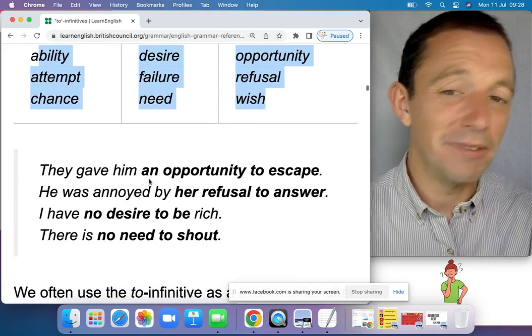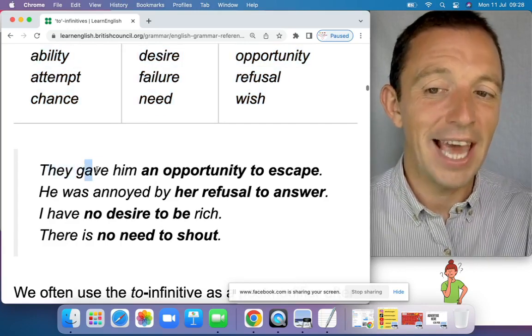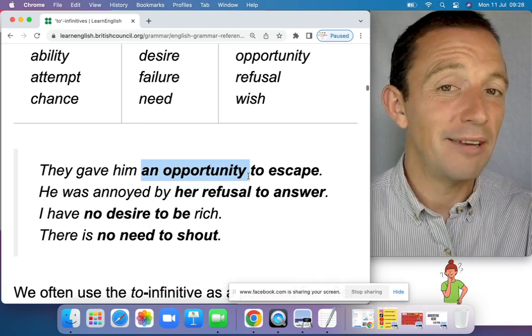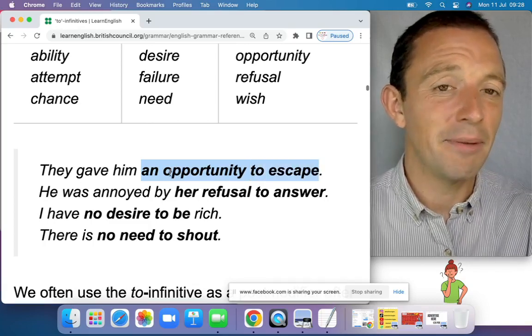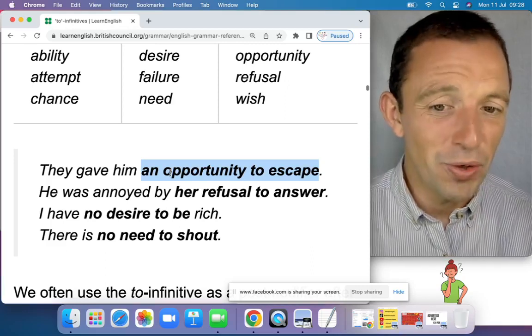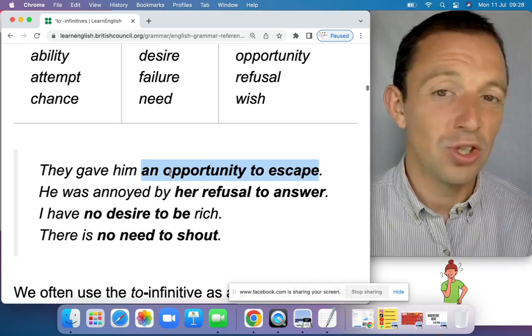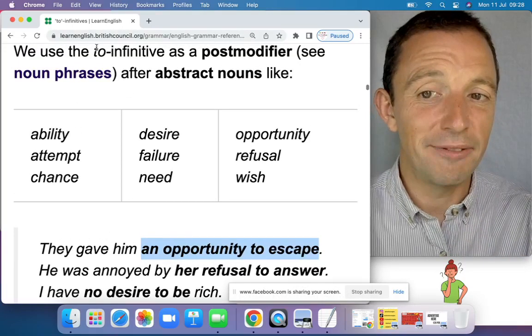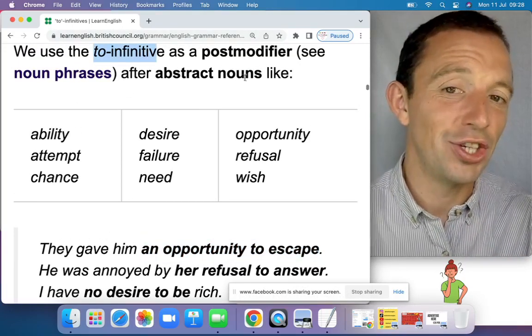And here we go. We have the infinitive after. They, subject, gave him an opportunity. That's the noun. Infinitive, to escape. They gave him an opportunity to explain. Okay, you have the opportunity to contact. So after opportunity, it's typical with the infinitive to change the meaning.